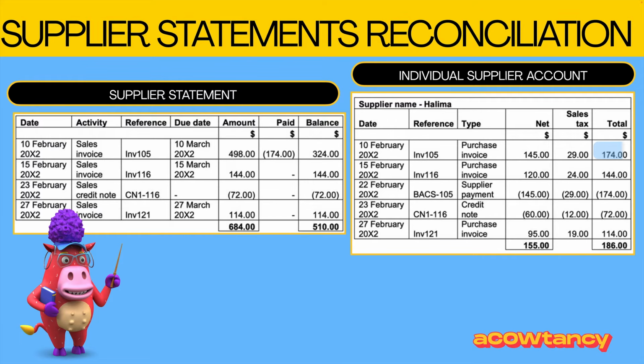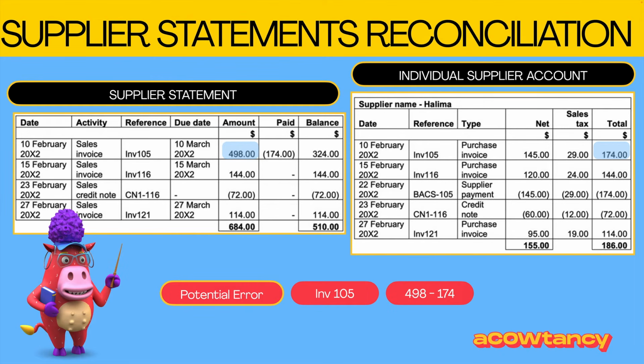So starting off with that 174, which as you can see is for invoice 105, but they've put invoice 105 in at 498. There's obviously a potential error. Now, in the exam, they'll probably tell you what the potential error was, but we know that invoice 105 is a potential error of 498 compared to 174, a potential error of 324. Okay, let's keep going on.